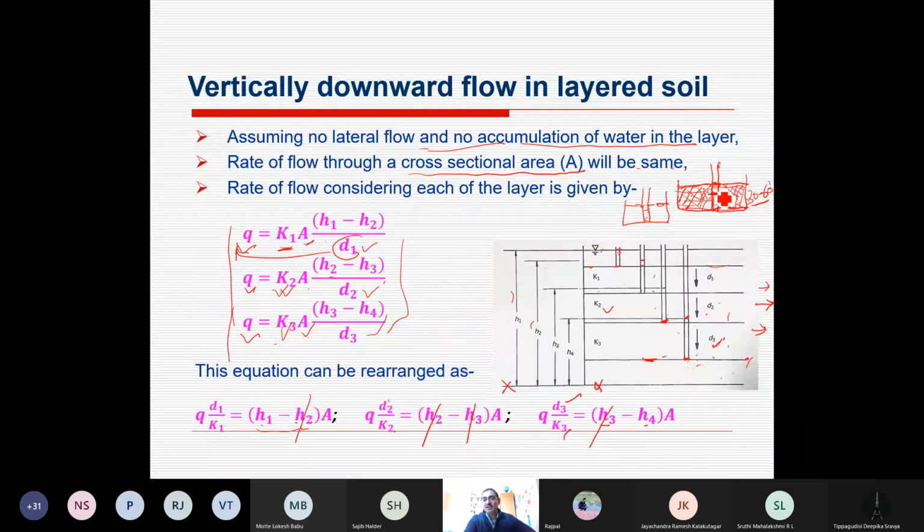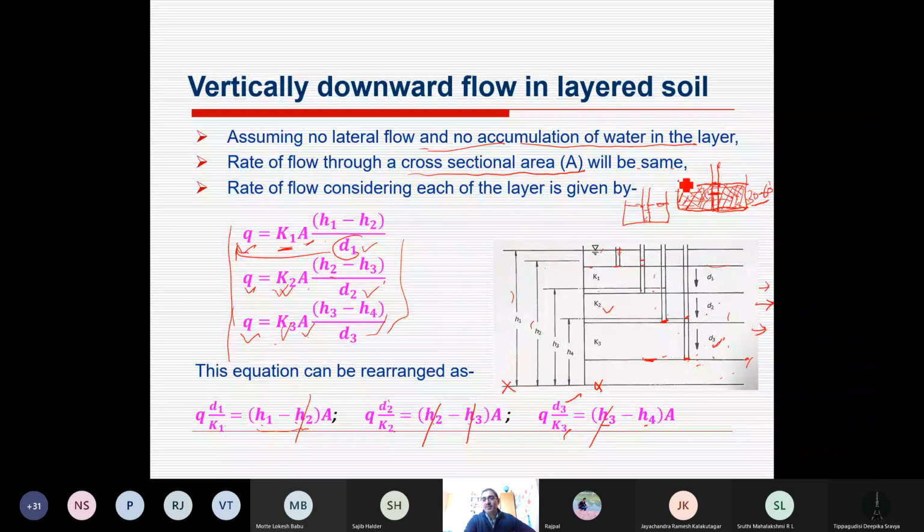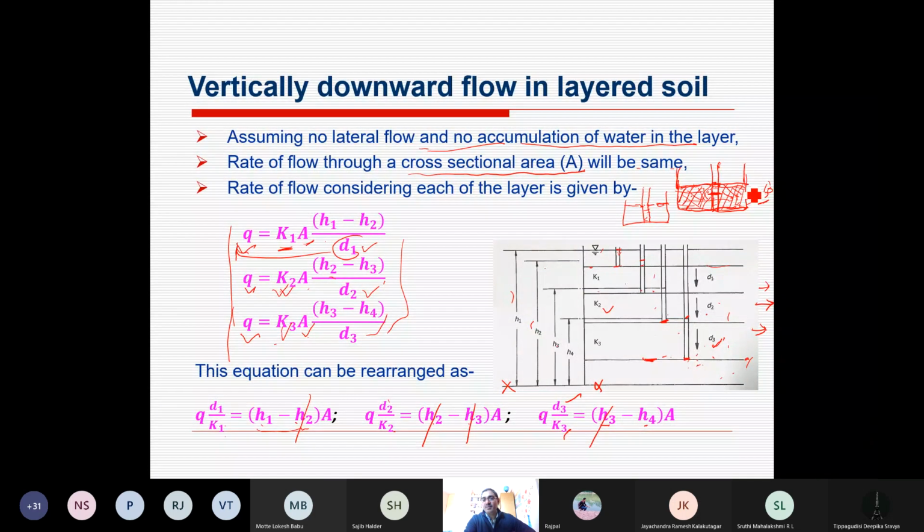Now the question is, suppose I am adding water here again, flooding, just like paddy fields. You recall it? Paddy fields. So this is soil, and above this the water is flooded. What will be the new level of water in this tube now? Anybody?